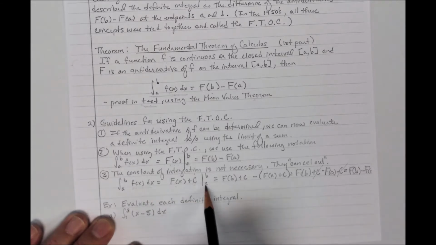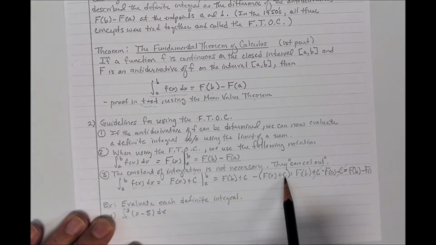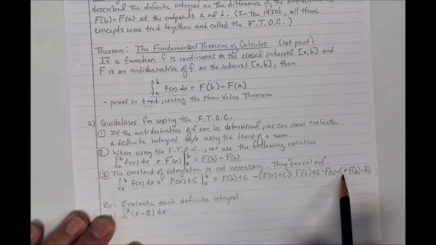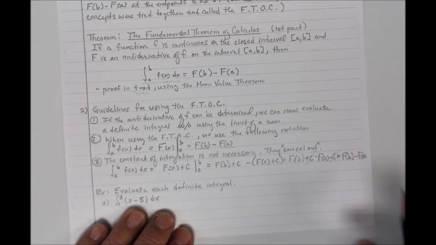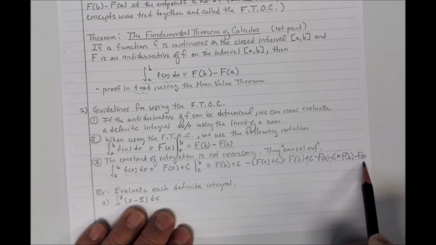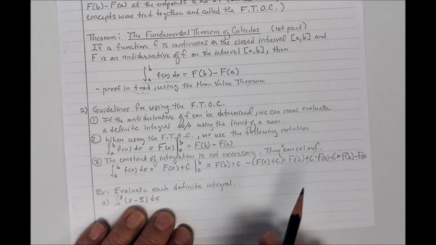Then we evaluate it first by plugging b in, then by plugging a in. And we get rid of the parentheses here. The c's are going to cancel out, and that's kind of hard to see there, but you just get capital F of b minus capital F of a. So we only put down the plus c for indefinite integrals.